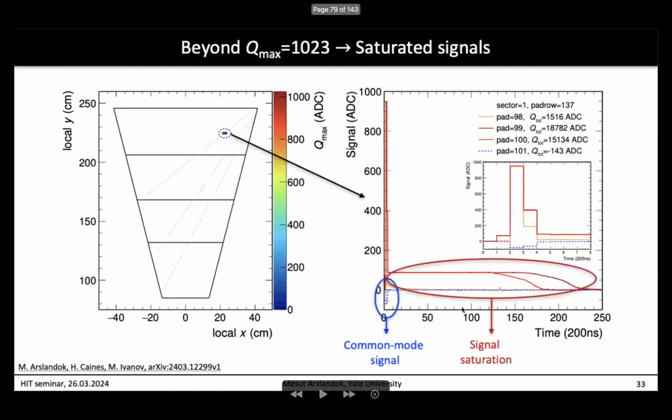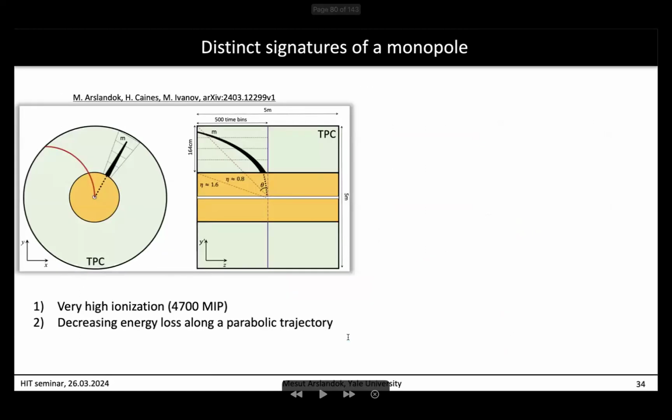And then it creates two things. One is the saturated signal, which cannot be reconstructed normally, and usually this tail is cut. That's why when you have this very large dE/dx, in the protons and so on, then you saturate. And these kinds of signals are always rejected in analysis. And at the same time, you see a negative signal, which is the so-called common mode. And what is it? I will come to that.